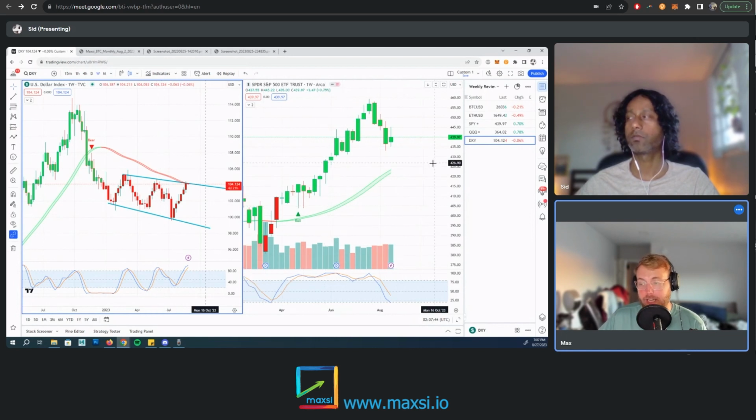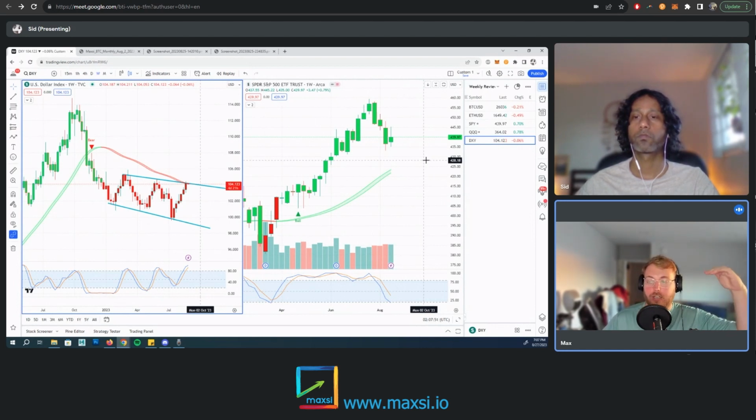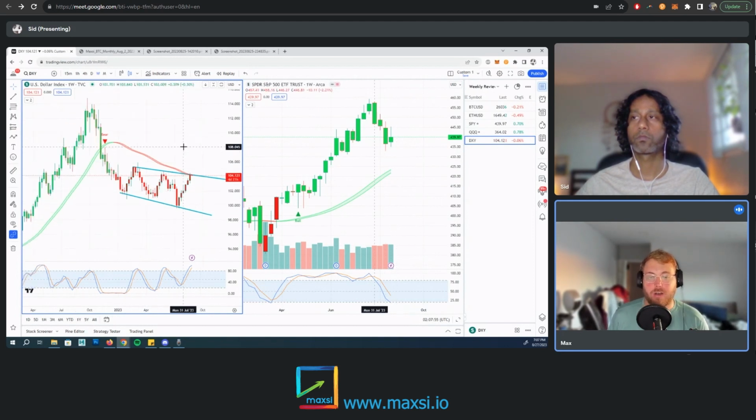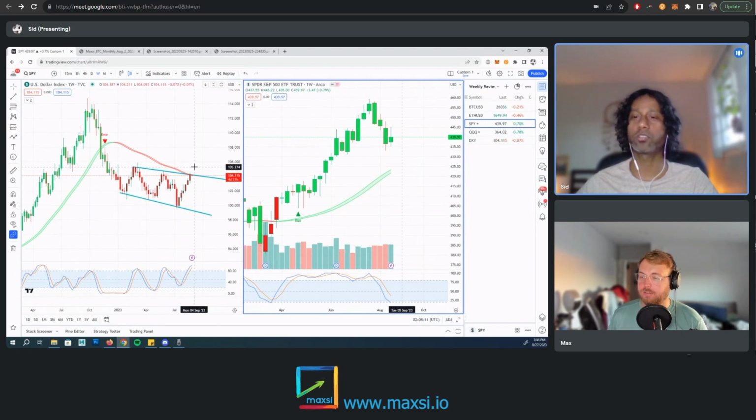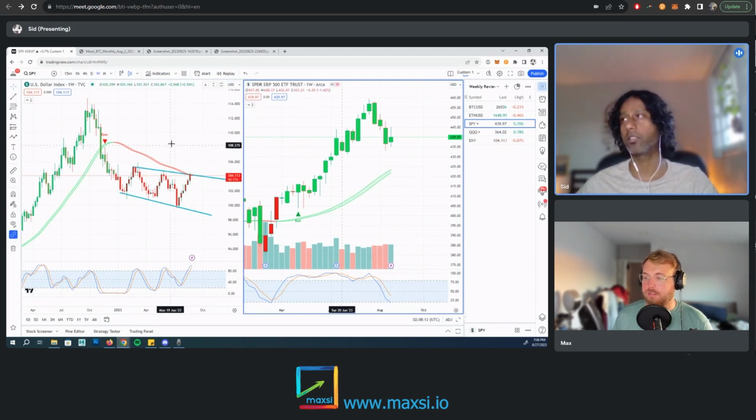Because if we do not get rejected here and we break out of this channel, then it will continue to run up, and we expect obviously the inverse to be true for equities. So if the DXY does start to break out like that, equities probably continue their sell-off, and then all the people on Wall Street Bets and all the short sellers and retail traders who are calling for a dump will get what they want. And also, like we said, the DXY, the dollar, also affects the crypto markets.